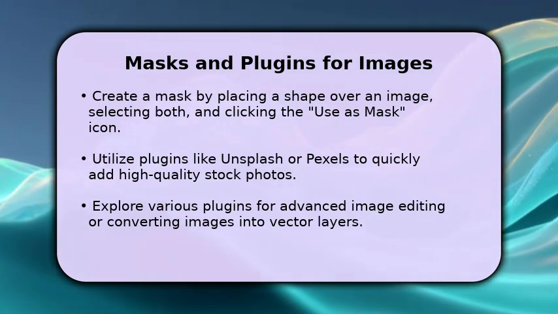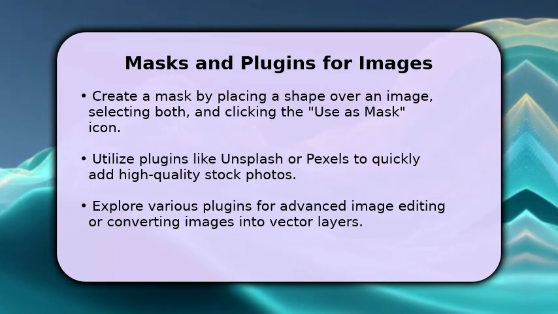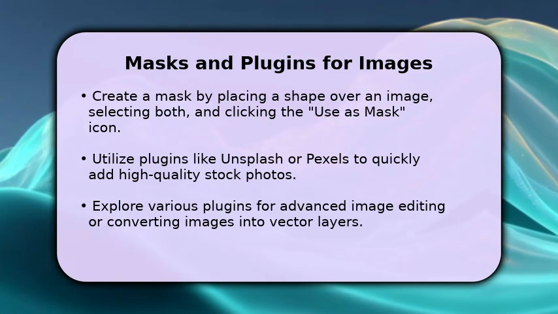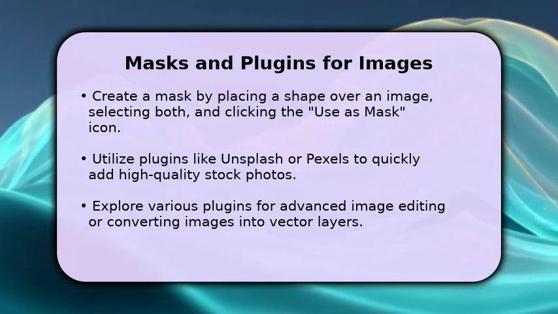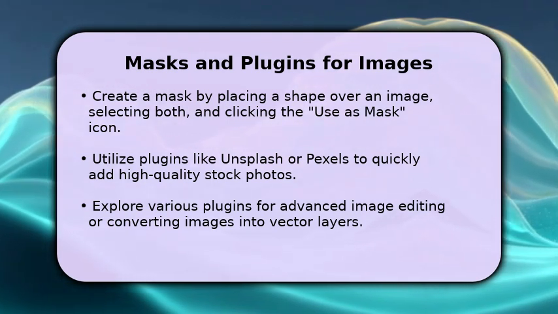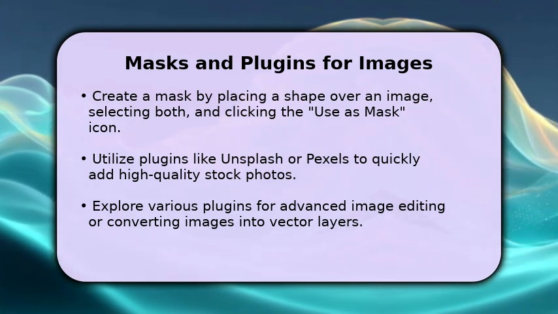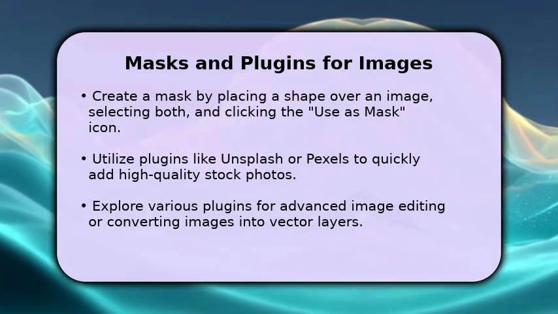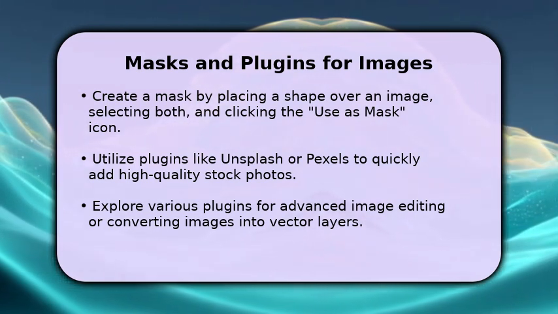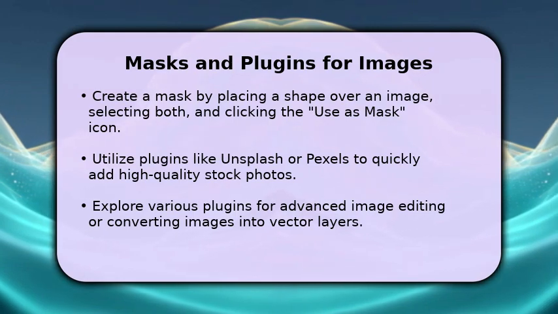You can create powerful masks by placing a shape over an image, selecting both layers, and then clicking the Use as Mask icon in the toolbar. This creatively crops your image to the shape's outline. Additionally, enhance your workflow with plugins. Tools like Unsplash or Pexels provide instant access to millions of high-quality stock photos, while other plugins offer advanced editing features or even convert raster images to scalable vector graphics.